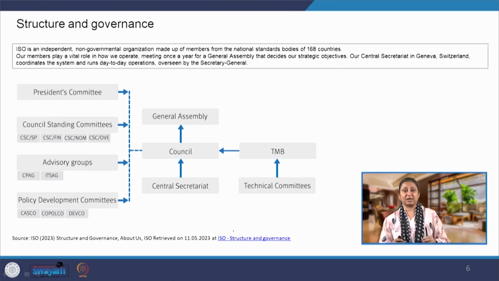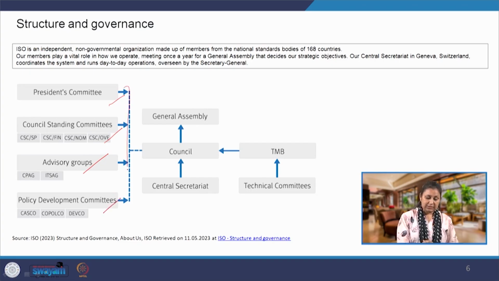Now, if we look at the structure and how ISO is governed, we actually have a few committees and advisory groups, which is what you are seeing here. So, we have a president's committee, and we will quickly come to what each one of these does. Then we have standing committees, council committees, the advisory groups and policy development committees. Now, all these 4 different types of committees facilitate the General Assembly, which is the supreme body.